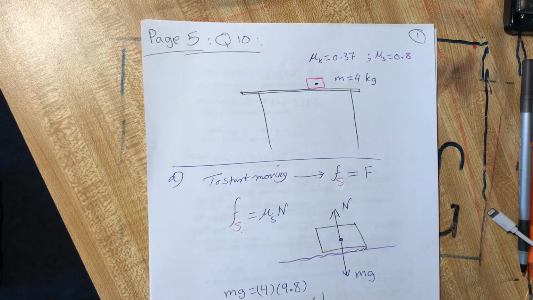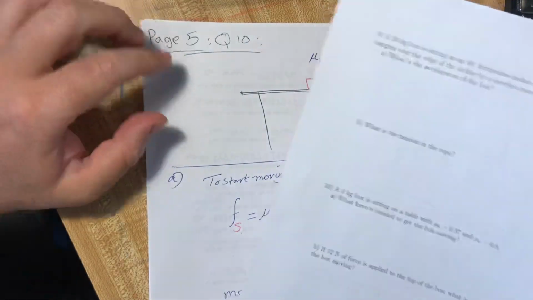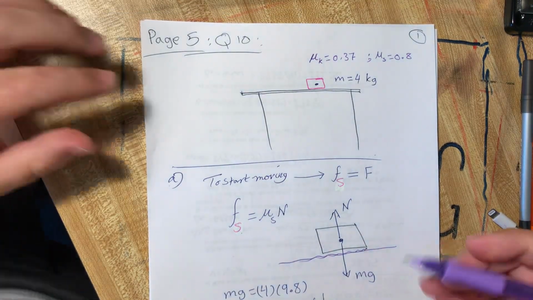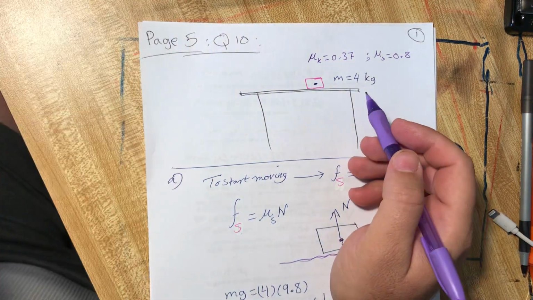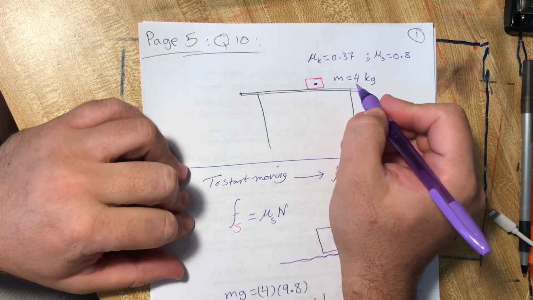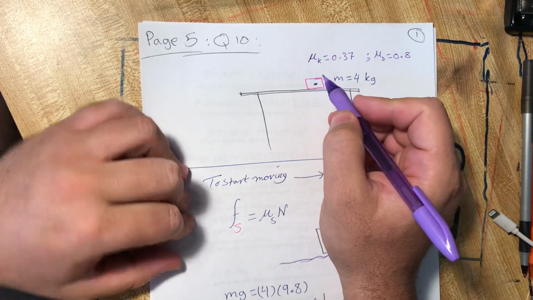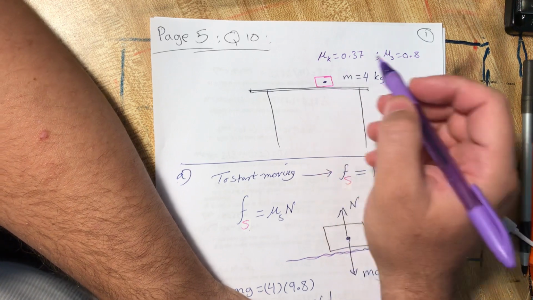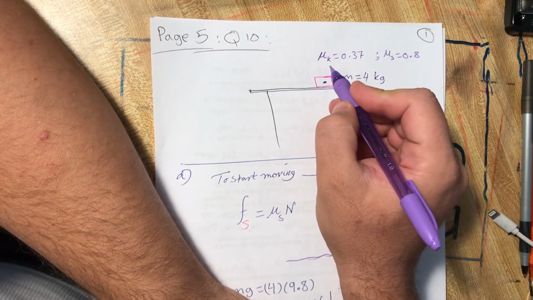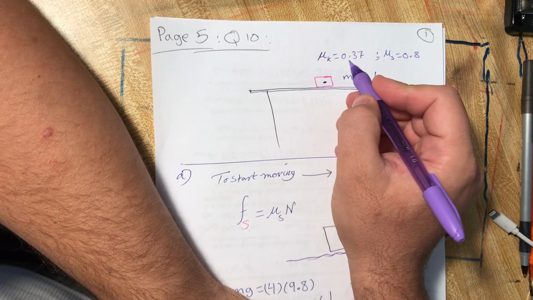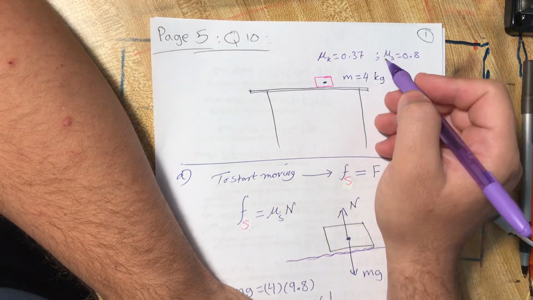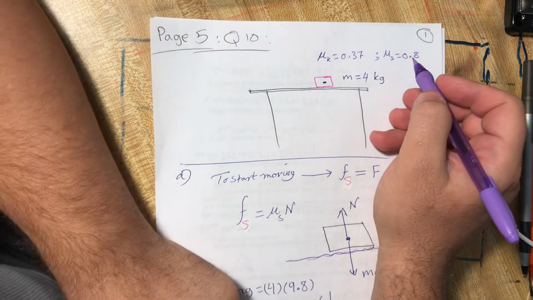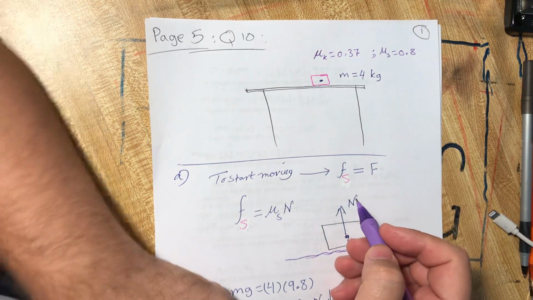Okay, now I'll solve on page number 5, question number 10. We have a body, a block, of mass over a table. The mass is 4 kilograms, and we have a kinetic friction coefficient mu k equal to 0.37, unitless, and mu s is equal to 0.8, also unitless.